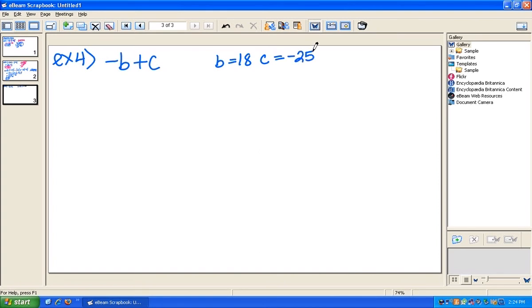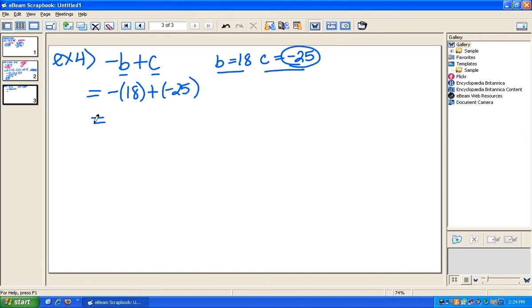So the first thing we want to do is plug in our values for b and c into our problem. I'm going to write equals, and plug in the values. Now this negative has to stay. The b that gets plugged in is the 18, plus, and the c that gets plugged in is this -25. And now we're going to solve.